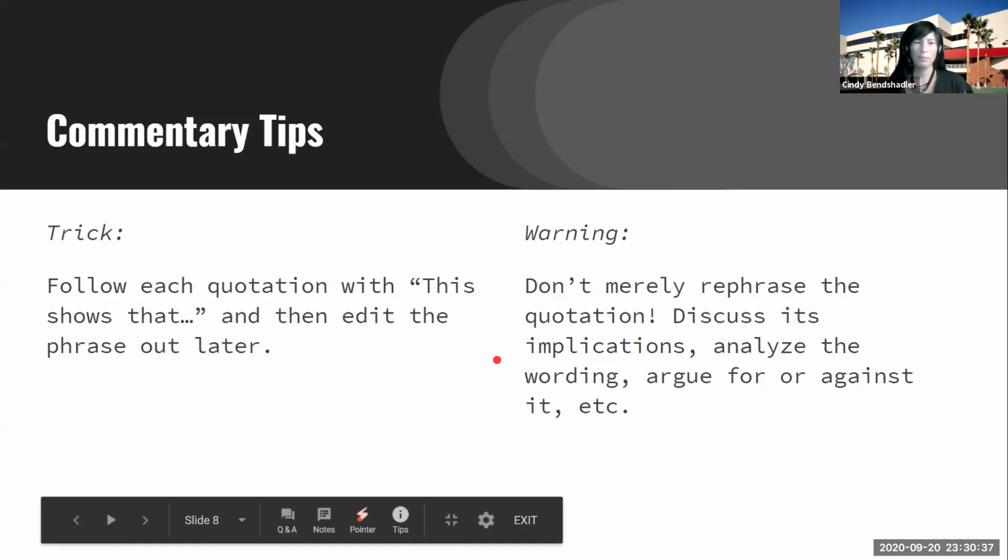Just a reminder, the sandwich that you want to keep in your mind is: I make a claim, I follow with evidence, and I follow with commentary. And that will help you develop your body paragraphs.